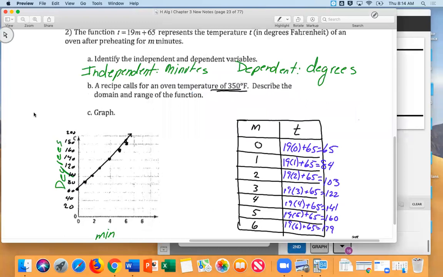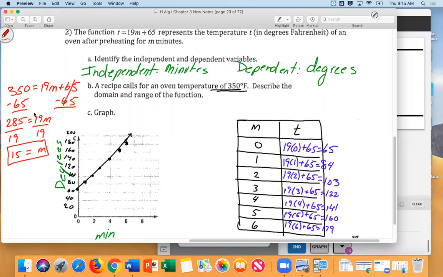But I don't have that calculator. So here's how I do it. Ready, Neve? If my temperature is 350, that's T. So 350 equals 19M plus 65. And now I have to solve this equation. If you don't have the graphing calculator in the scrolling process, you're going to have to substitute and go from there. AJ, you okay with that?